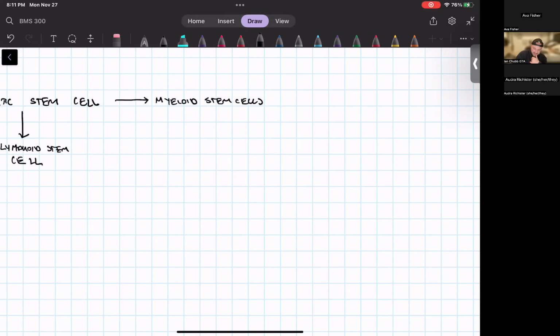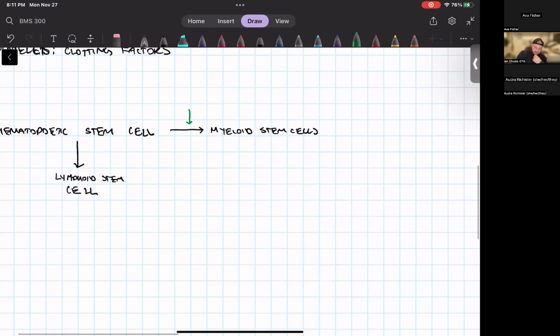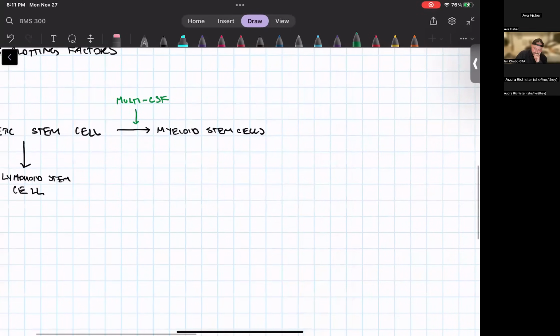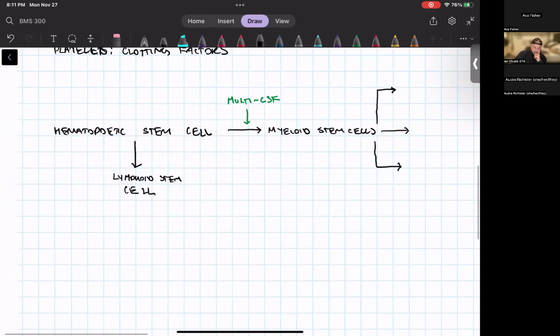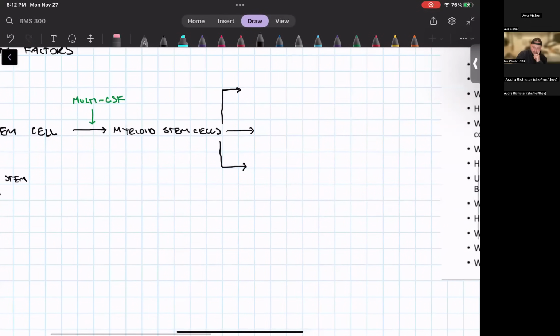And to get here, we need a specific marker that tells the cell what it needs to do to differentiate into that cell. So this will be our multi-CSF. Once we're here, then we can break into 3 other categories. Since again, everything arises from a hematopoietic stem cell, the first one will be our erythrocytes.